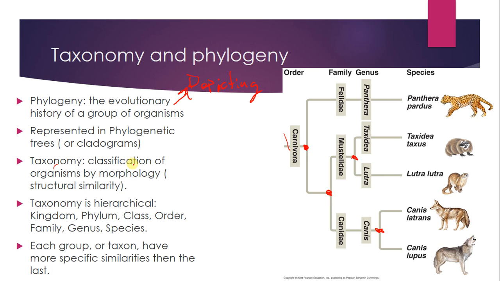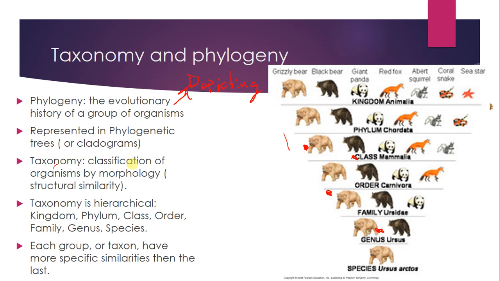Taxonomy is the classification of organisms by morphology, so by what structures or physical features they have in common. And this is what Linnaeus did. Linnaeus tried to order all living things into different groups that he called taxa based on their physical similarities. And taxonomy is hierarchical, so it follows a hierarchical pattern. We have different groups. So the highest taxonomic group, or taxa, is the kingdom.